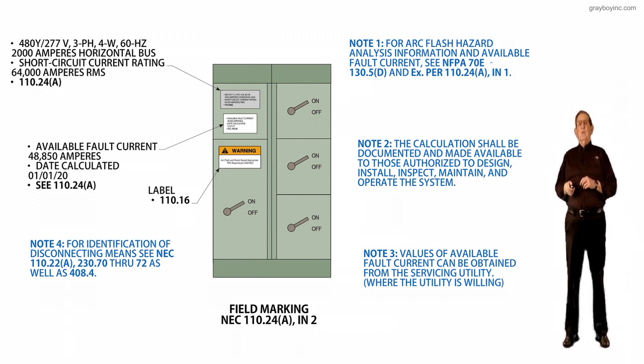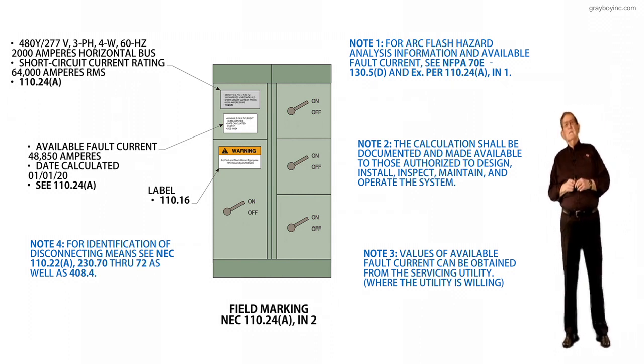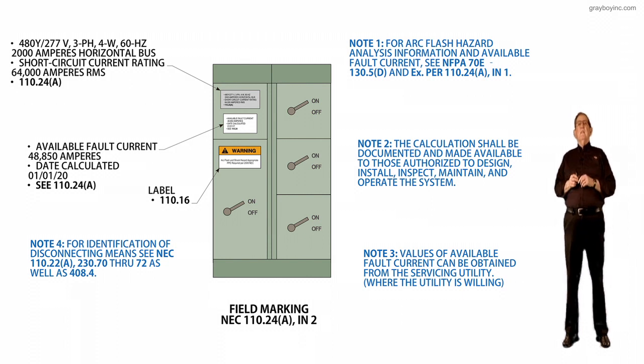Notice the label. That's 110.16. So what this points out is that our equipment is rated for 64,000 amps, say, and we only have 48,850 hitting it, so we have plenty of amps to interrupt that available short circuit current that would be delivered there.